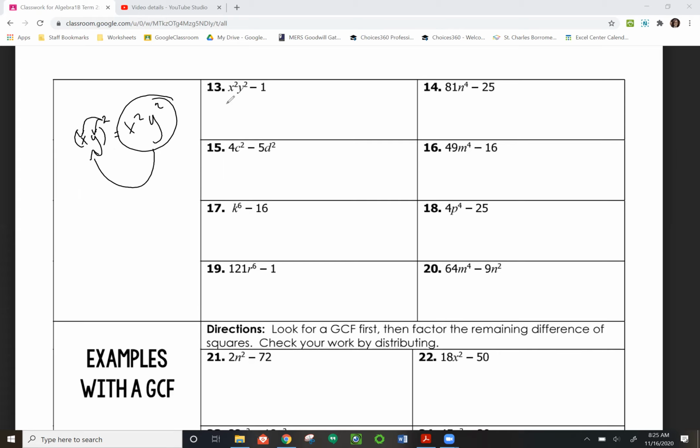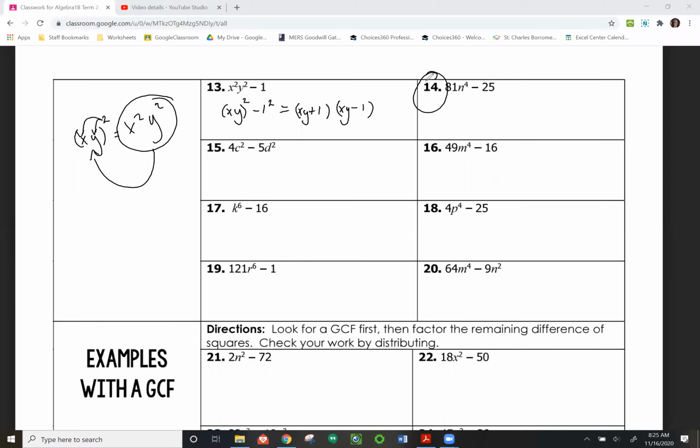So x squared y squared is the same thing as xy quantity squared. Minus, what is 1 written as a square? Just 1 squared. 1 times 1 is 1, so nothing changed there. So now that we have the difference of squares, I'll set up my parentheses. One's a plus, one's a minus. The first term is xy. The second term is 1. Okay, and we'll just fill those in. I'm going to let you guys do number 14.